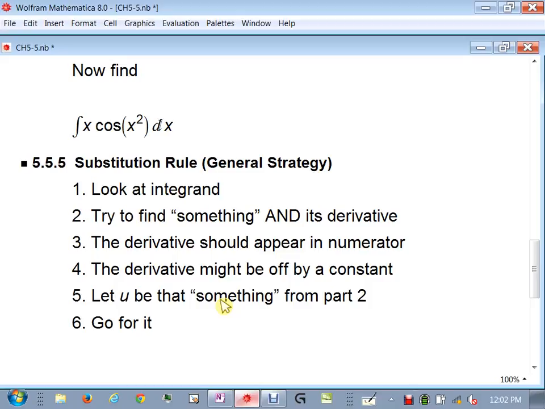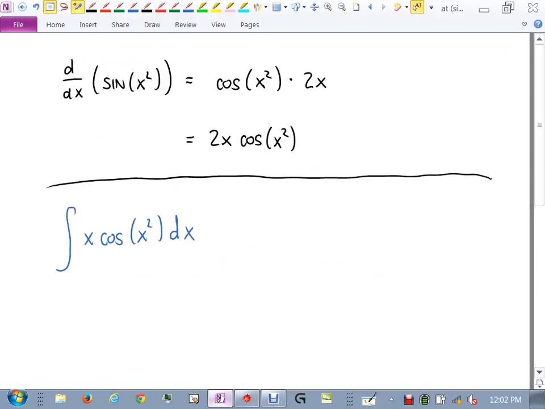And then what we'll do is we're going to make the substitution. We're going to let u be that something you saw from part 2, and then go for it. So let me show you, okay? But those are the steps. So back to this. Forget that exists up there. Just look at the blue.